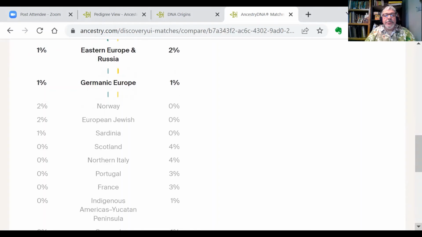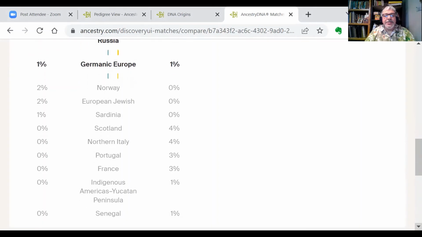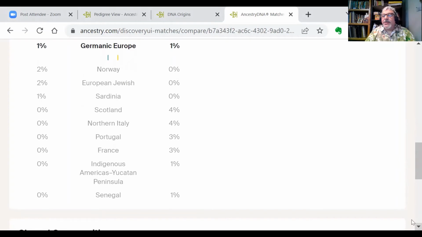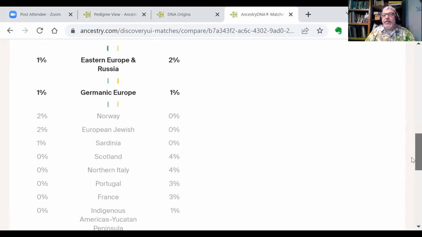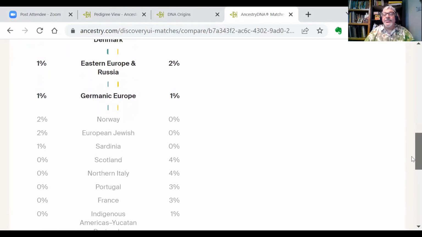Scotland, Northern Italy, Portugal, France, Indigenous Americas, Yucatan Peninsula, Senegal. Okay, again, maybe this is probably ancestors that are not in any way related to me. These people are genetic descendants, 3rd or 2nd cousin once removed, depending on which ancestor we're talking about.